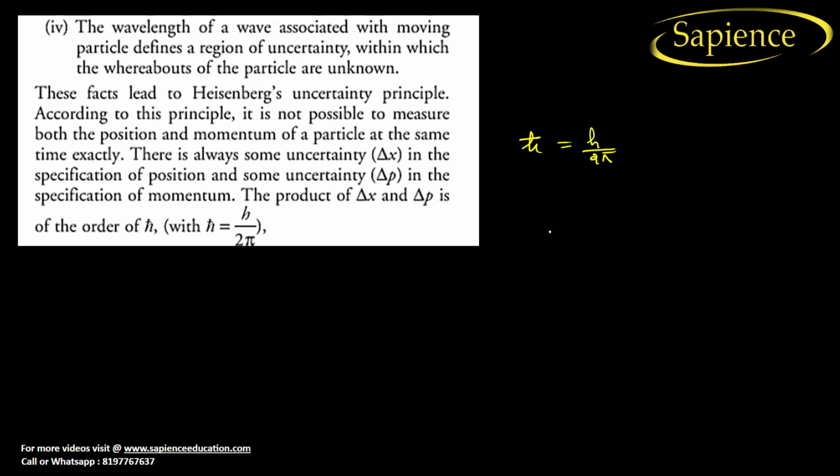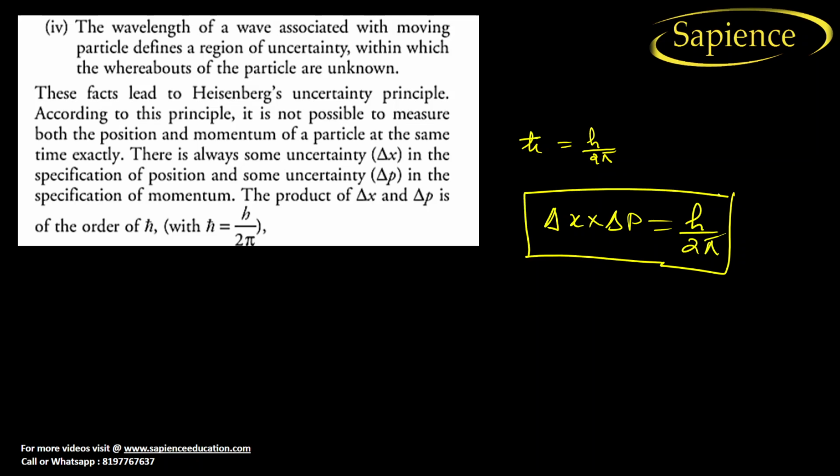But you know that the product of delta x into delta p is equal to h by 2 pi, where it has been considered that if this is okay, then this will be not okay, and if this is not okay, then this will be okay, right? So I hope you have understood this. So if one of the things is certain, then the other thing definitely won't be certain, right? So I hope you have understood.